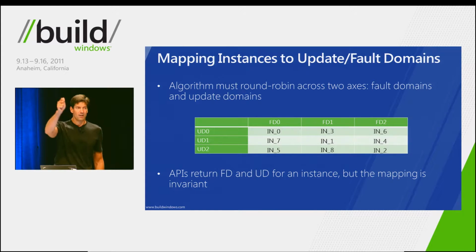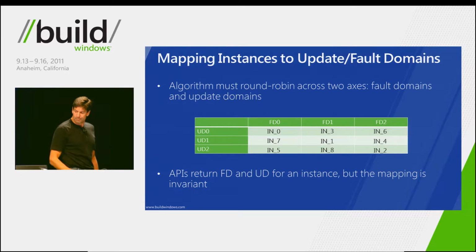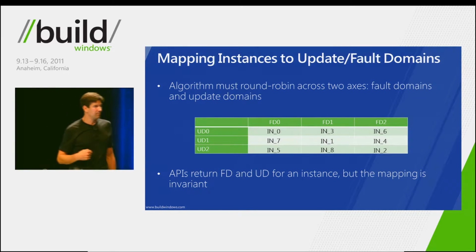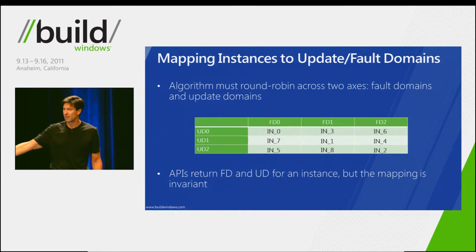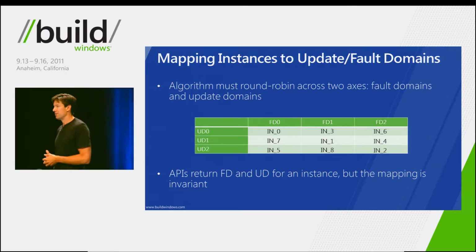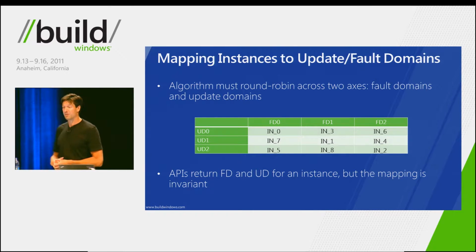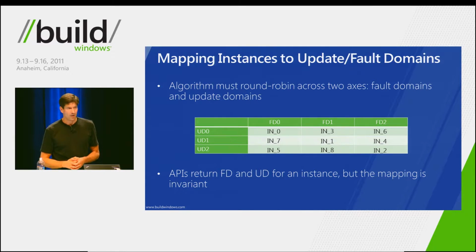Basically, we just have a pointer into fault domains that we're incrementing for each instance we add, and then a pointer into update domains that we're also incrementing once we round robin. There are APIs, of course, that you can use to get back the instance ID, but this is invariant. This mapping of instance IDs to fault domain and update domain numbers is baked into the fabric.